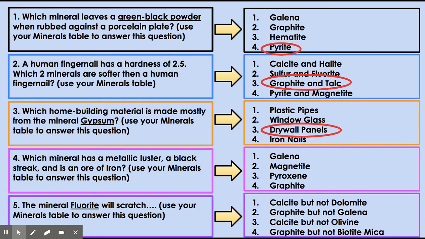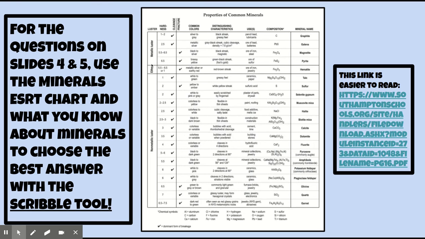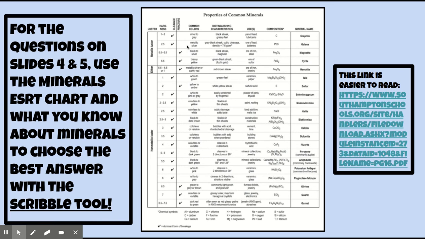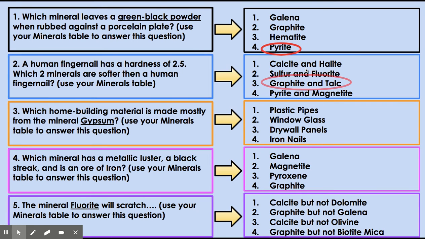Number 4, which mineral has a metallic luster, a black streak, and is an ore of iron? So you need to use 3 different characteristics. And we're going to be doing this more today when we start identifying minerals. First, you should have seen the metallic lusters were at the top. So you had 4 choices, metallic luster. Next piece of information, had a black streak and is an ore of iron. So if we look, black streak, but not an ore of iron for graphite. Gray black streak, ore of lead, so it can't be galena. Black streak, ore of iron, magnetite was your answer. So you're just using the table and eliminating choices as you go.